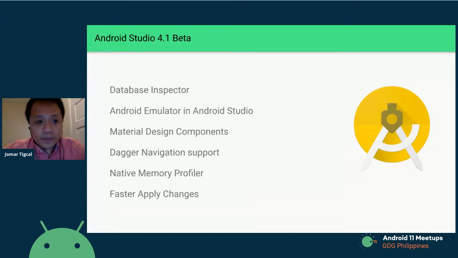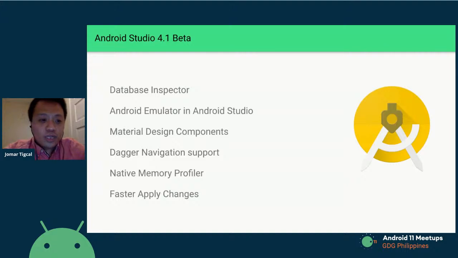For Android Studio 4.1 beta, they have this database inspector. From the editor, you can edit the database table, and then it will automatically update with your app. Or if you change something in the app, you can see the actual data from the database there.